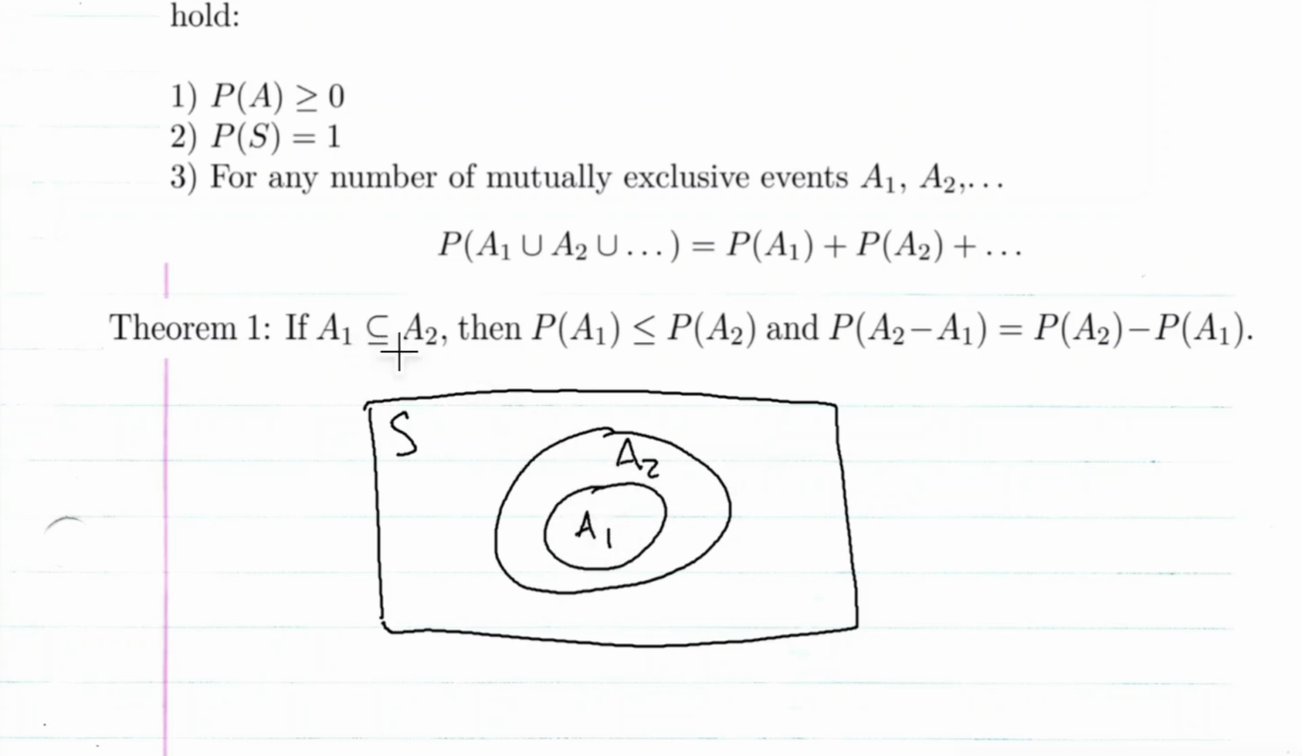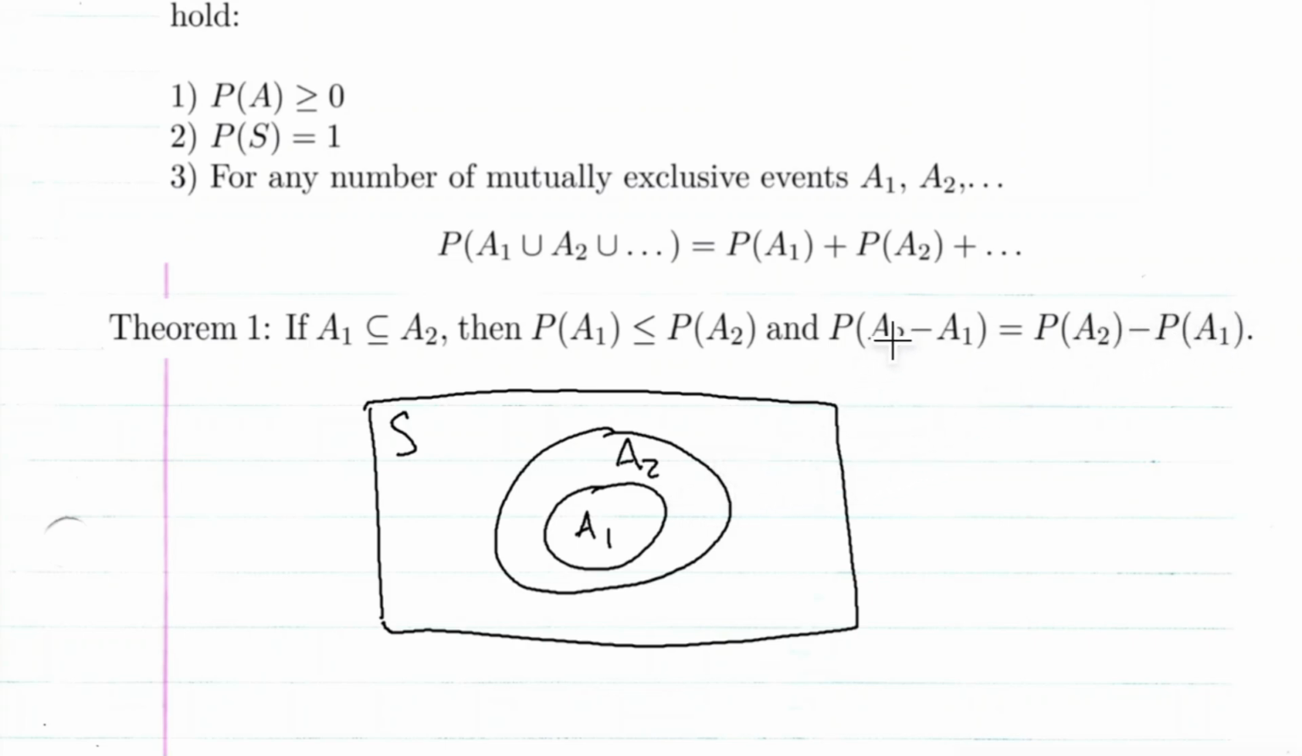If A sub 1 is a subset of A sub 2, then the probability of A sub 1 is less than or equal to the probability of A sub 2. Well, naturally, right? The probability of A sub 2 is bigger than A sub 1. And the probability of A sub 2 minus A sub 1 is equal to the probability of A sub 2 minus the probability of A sub 1.